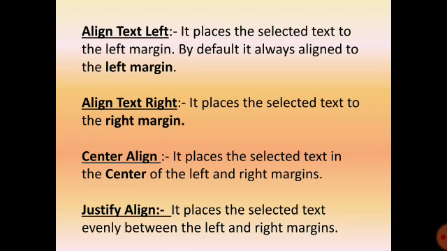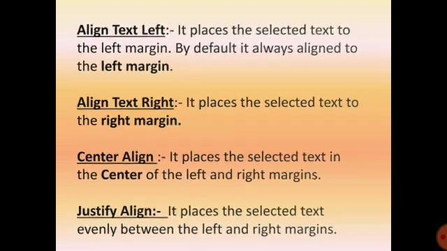Next is justify. It places the selected text evenly between the left and right margins. Evenly between means the left margin and the right margin are equal, and it is setting the text just in between. Evenly means equal from the left and equal from the right. And what do we write in justify align? The paragraphs. Let's see the example.